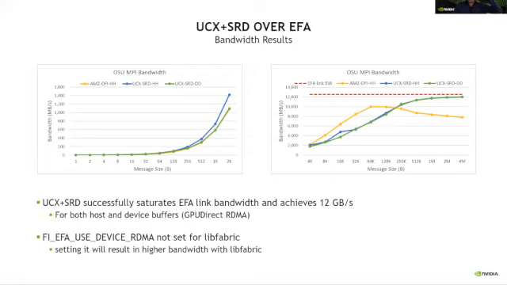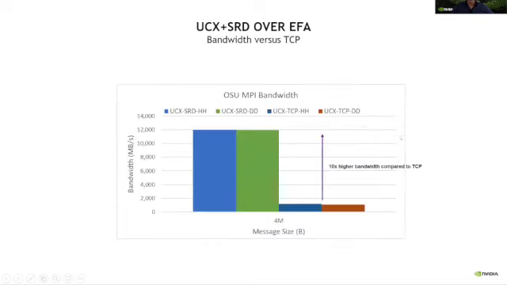And here are the bandwidth results with UCX plus SRD. A good observation here is that for both host-to-host and device-to-device communications, we have been able to saturate the EFA link bandwidth and achieve 12 gigabytes per second bandwidths. And getting back to the main motivation that we had in the first place, we can see we have been able to achieve, compared to TCP, 10 times higher bandwidths with UCX when we have the support for SRD.